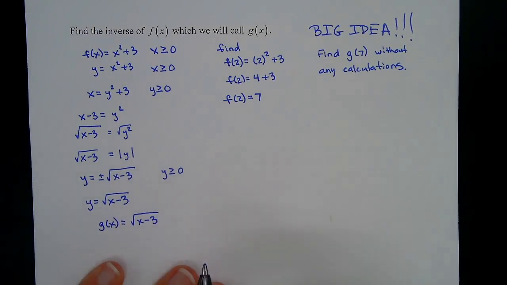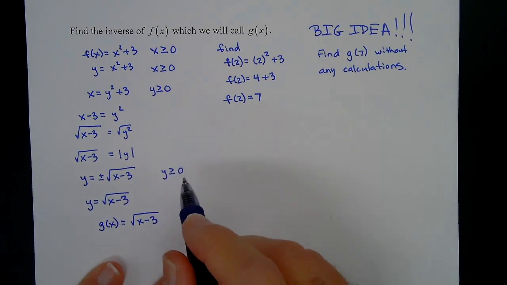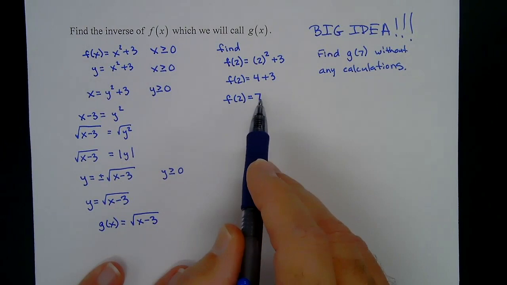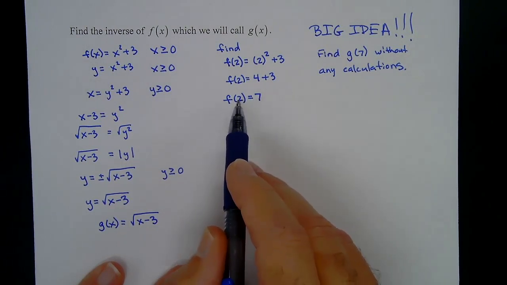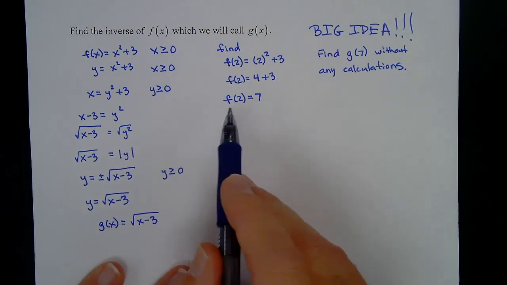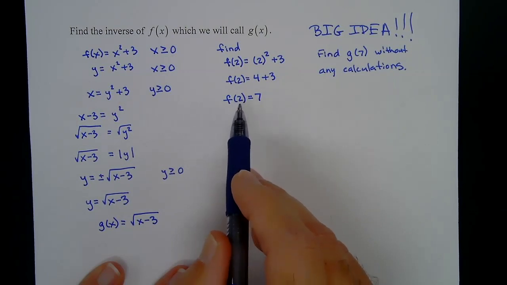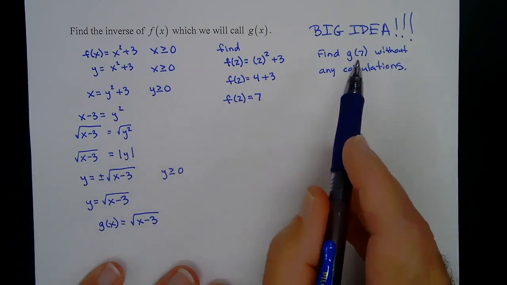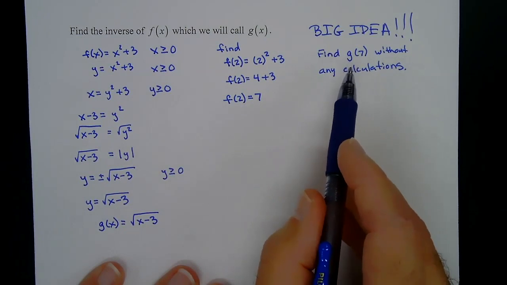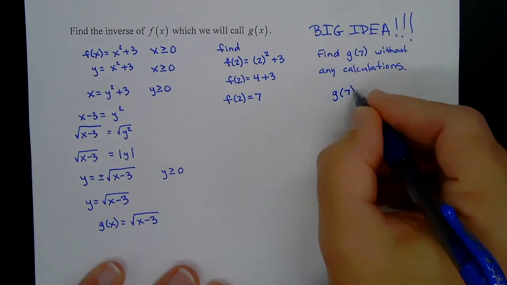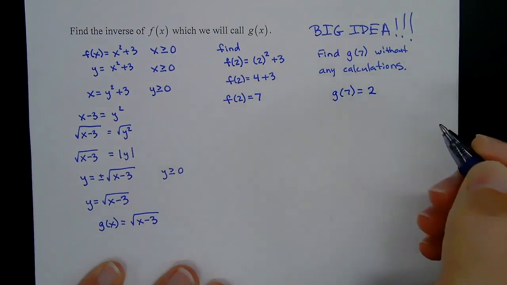Here's what you can do. It goes back to this. I know if I put 2 in to the function f, I get 7 out. And f and g are inverse functions. So automatically, by knowing that you put 2 in and you get 7 out for the function, that means if you put 7 into g, which is the inverse function, we have to get out this 2. So g of 7 is equal to 2.